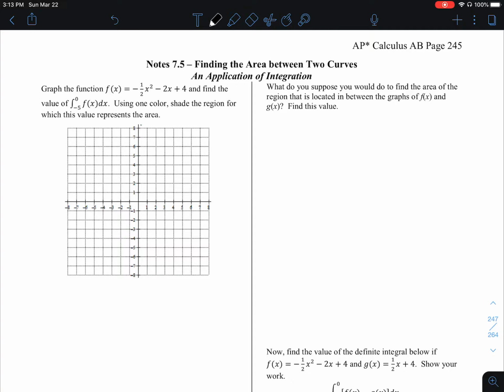This is AP Calculus AB, Notes Section 7.5, Finding the Area Between Two Curves, an Application of Integration. This section is pretty cool. It's going to take a concept that you already understand well and give a little spin to it, a little derivative, as they say in the math world.